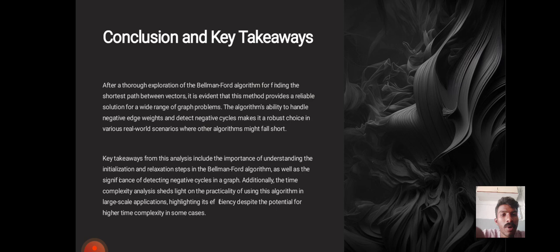Conclusion of the Bellman-Ford algorithm. After a thorough explanation of the Bellman-Ford algorithm for finding the shortest path between vertices, it is evaluated that the method provides a reliable solution for a wide range of graph problems. This algorithm's ability to handle negative edge weights and detect negative cycles makes it a good choice in various real world applications.